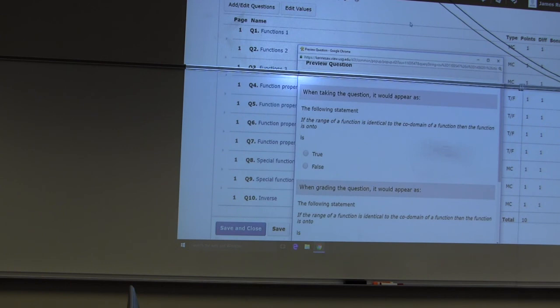Gee, I've already answered this one. The range of a function is identical to the codomain of the function. If the range of the function is identical to the codomain of the function, then the function is onto. It is, isn't it? Because we just defined the range as that subset of the codomain which is onto. Well, now it's the same thing. So that means that the whole codomain is covered.